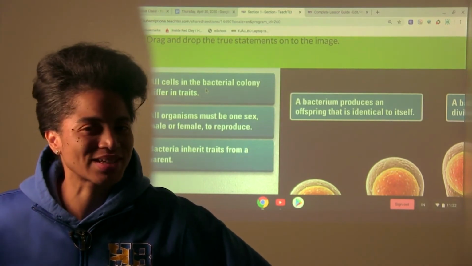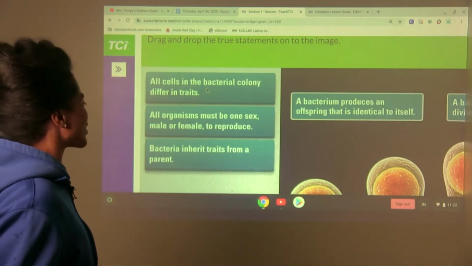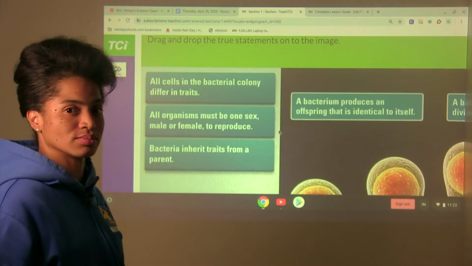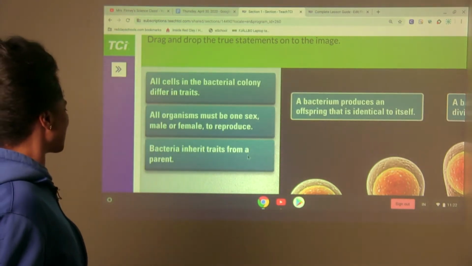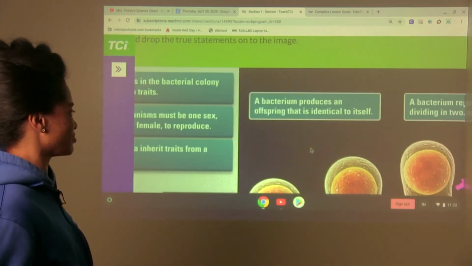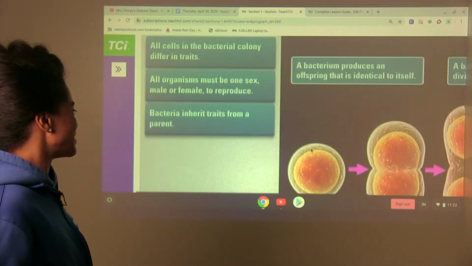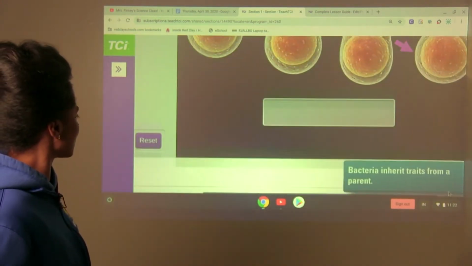You don't agree with that, do you? No, you don't? Okay. All organisms must be one sex, male or female, to reproduce. Bacteria inherit traits from a parent. What do you think? Which one would you like to pick? Okay, you want to go with this one?